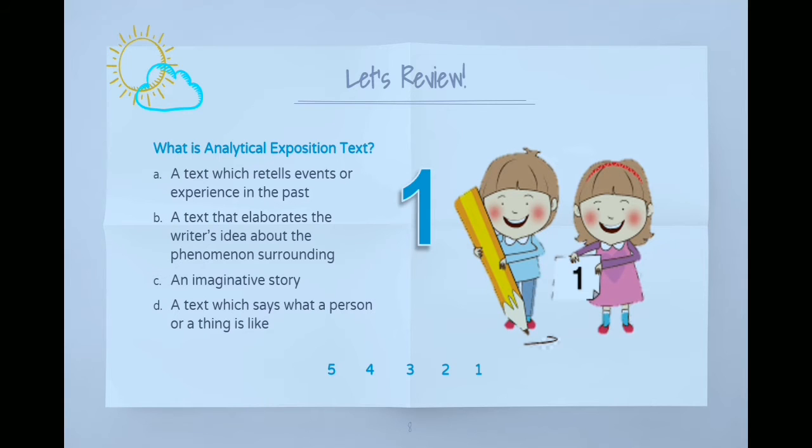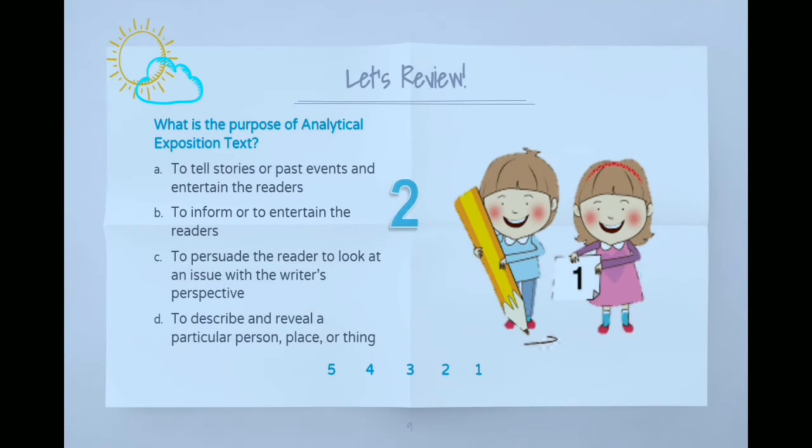Let's come to the first question. What is analytical exposition text? A. A text which retells events or experiences in the past. B. A text that elaborates the writer's idea about the phenomena surrounding. C. An imaginative story. D. A text which says what a person or a thing is like. Okay, time is up. What is your answer? So the correct answer is B. A text that elaborates the writer's idea about the phenomenon surrounding.